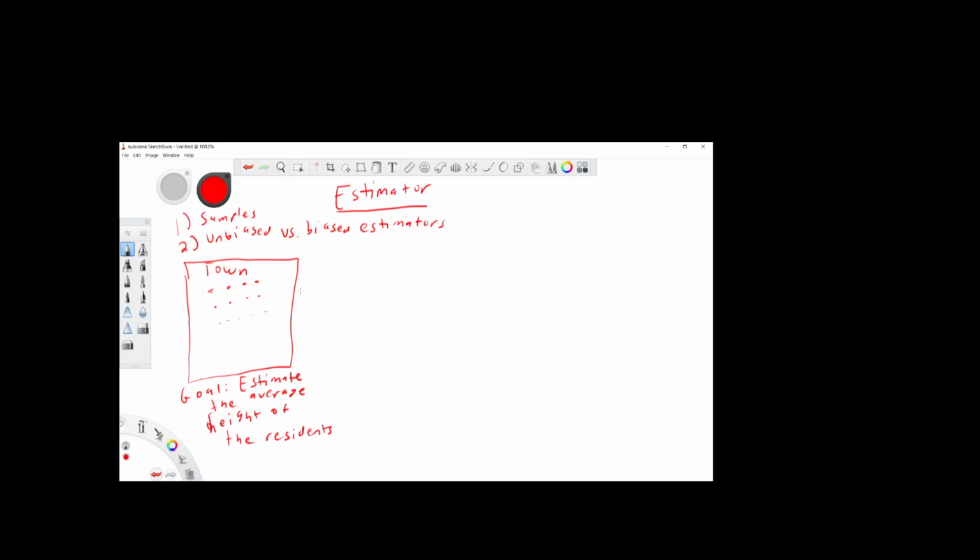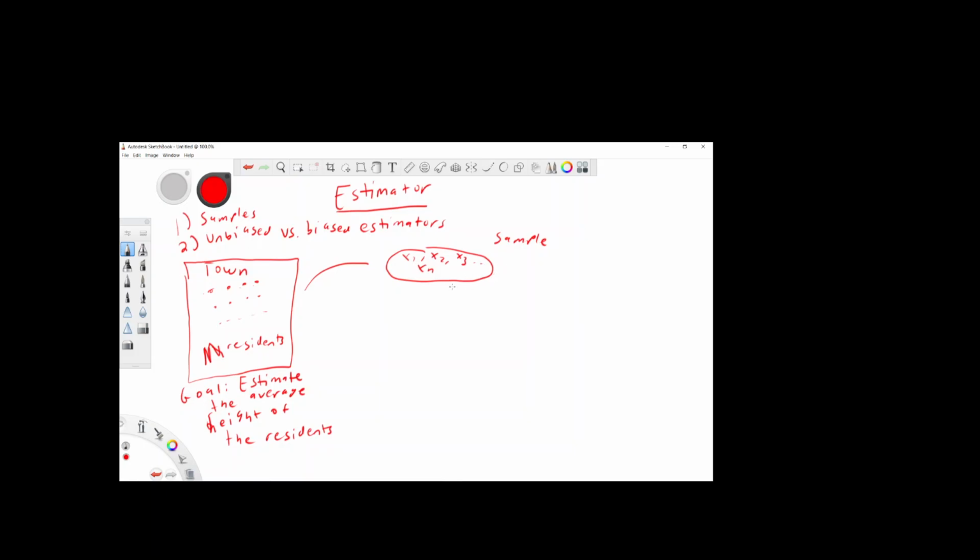So from the town, we can take a sample of people. Let's say this oval here is our sample, and the sample contains resident 1, resident 2, resident 3, all the way to resident n. And let's say the town had big N residents. So our sample would have, let's use a different letter, n residents. And this would be our sample. Our sample will be a subset of the town, just some of the people in the town, and we're going to ask these people their heights, x1, x2, x3, all the way to xn.